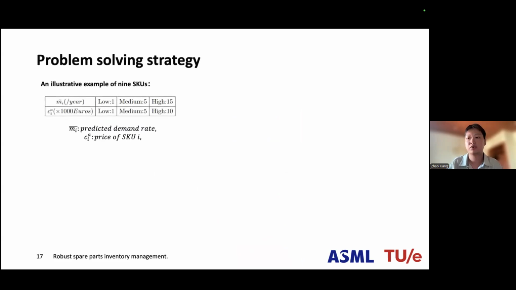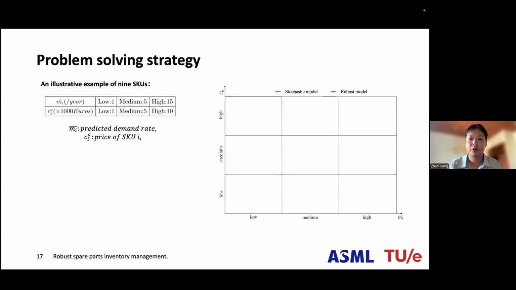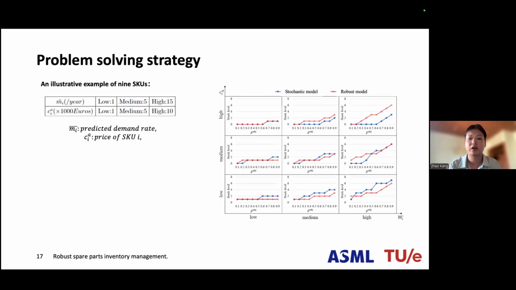Now, let's go to the numerical experiment. We started from an illustrative example of nine SKUs. For these SKUs, we consider different combinations of their demand rate mu and their price c. Therefore, we will have this type of matrix to show, given different demand rates and prices, what the stock levels of these components will be. And for each of them, we increase the target fill rate from 0.1 to 0.9.